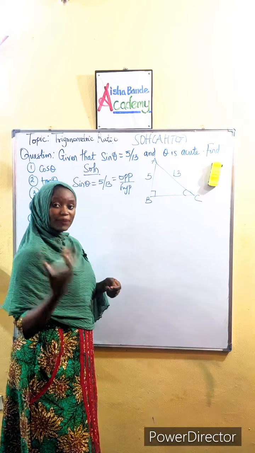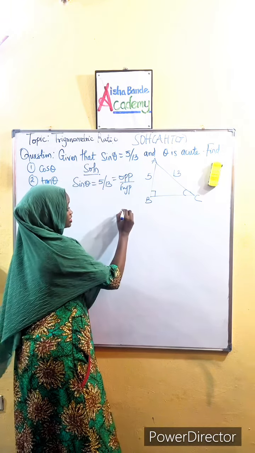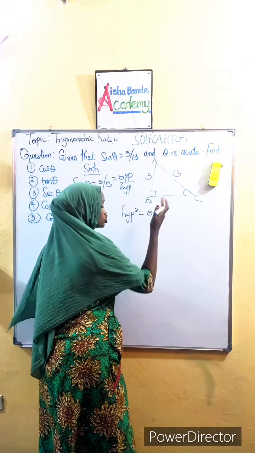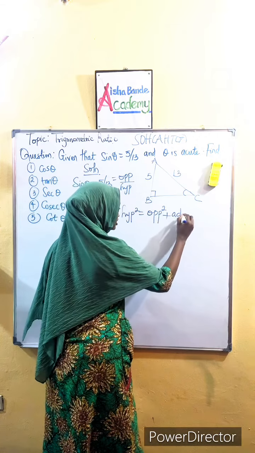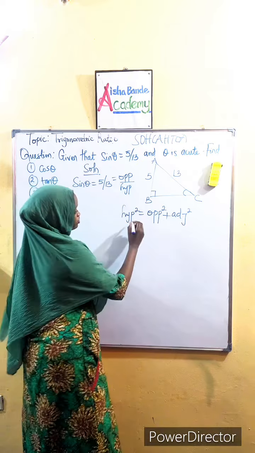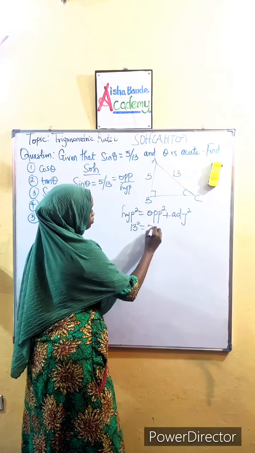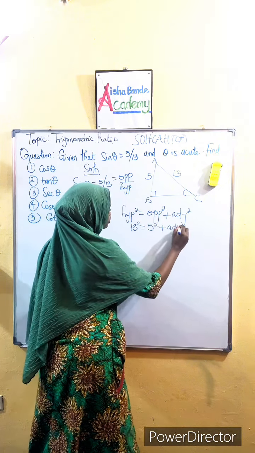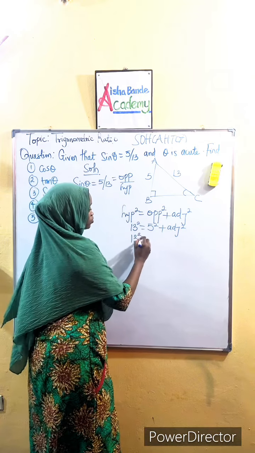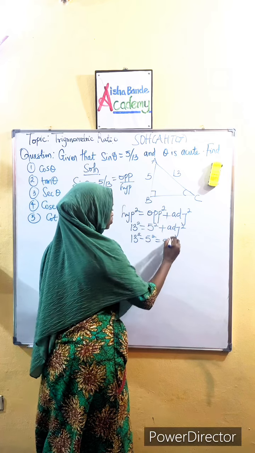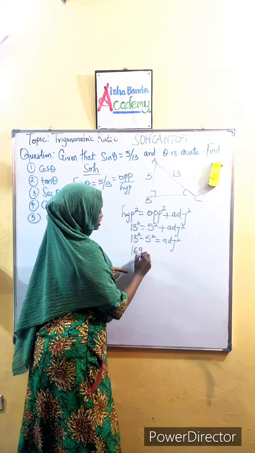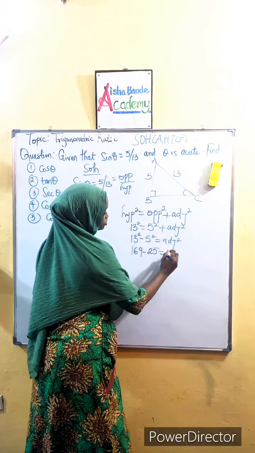We use what we call the Pythagoras rule. The Pythagoras rule states that the square of the hypotenuse is equal to the sum of the squares of the opposite and the adjacent side. I have treated Pythagoras rule in my previous classes. So here we have the hypotenuse, 13 squared, equal to the opposite, 5 squared, plus the adjacent squared. All we need to do is collect like terms. We have 13 squared minus 5 squared equals the square of the adjacent. So 13 squared gives us 169, minus 5 squared, which is 25, equals the square of the adjacent.